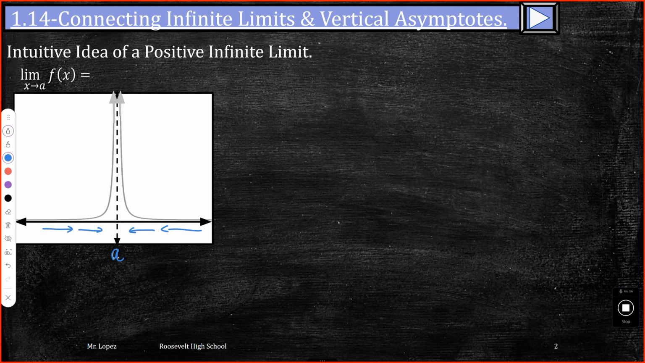The function is increasing without bound from the left. So it's going to go to positive infinity, and from the right it's going to go to positive infinity as well. So from the left and from the right, they're both going to positive infinity, so the limit is infinity.